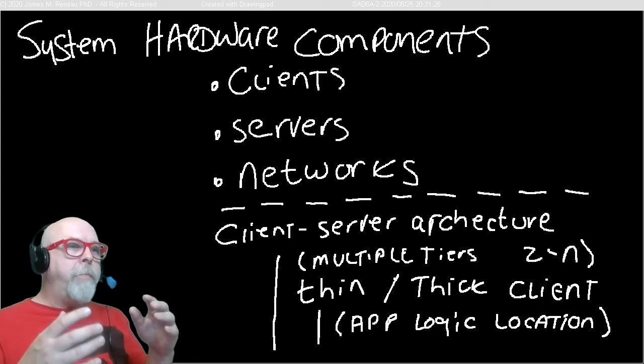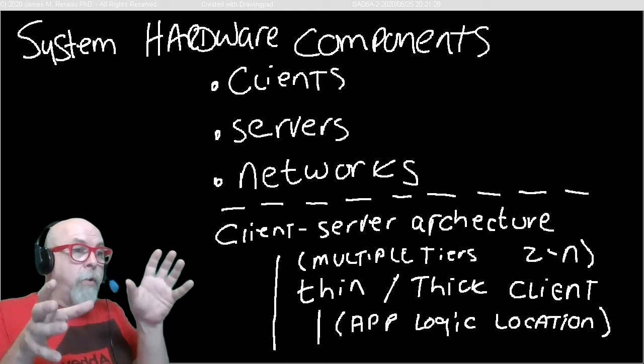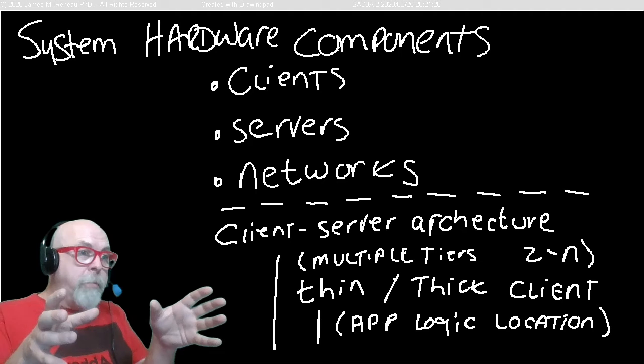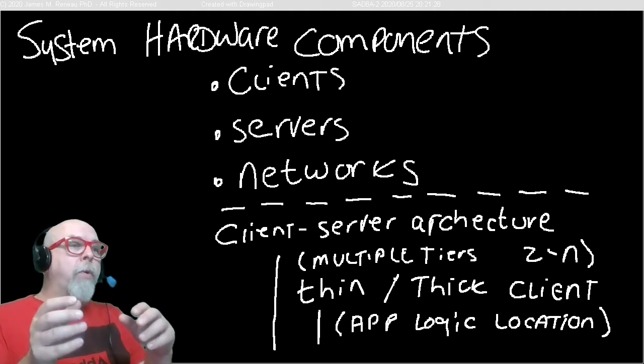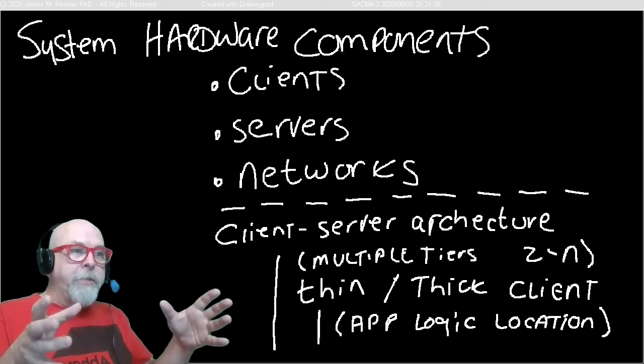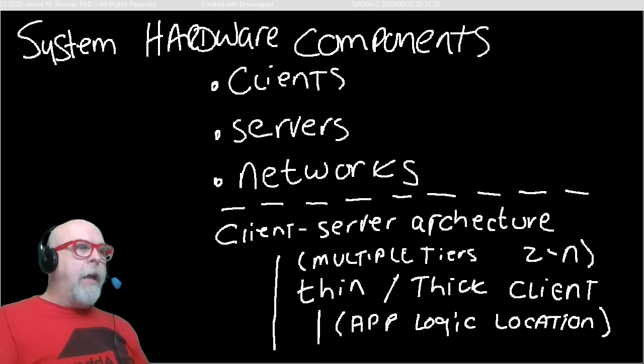So it could be a two-tier system where you've got one server and one client, or one server and a group of clients, and the server has the data, the application, and all of that on it. Or it could be N-tier, multiple tiers: three-tier, four-tier, five-tier.